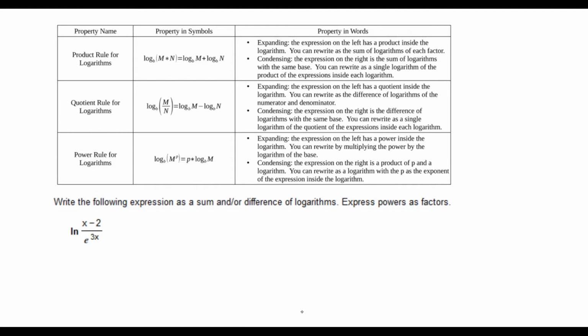So for our example, we have natural log of (x minus 2) over e to the 3x. Because we have a fraction or division inside the log, we're going to start off using the quotient rule. So using the quotient rule, we would have natural log of the numerator minus natural log of the denominator. Natural log of x minus 2, we're going to leave in that format.